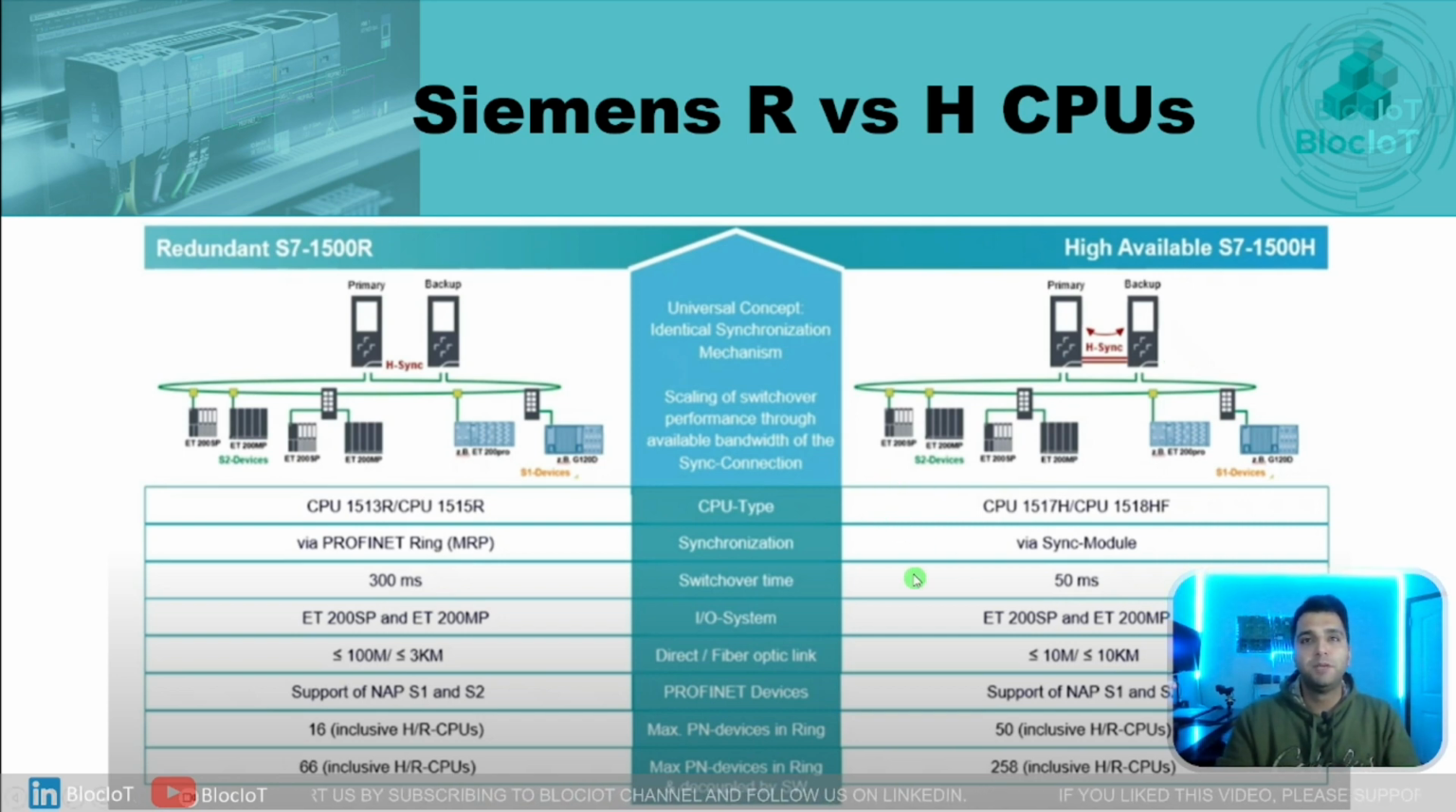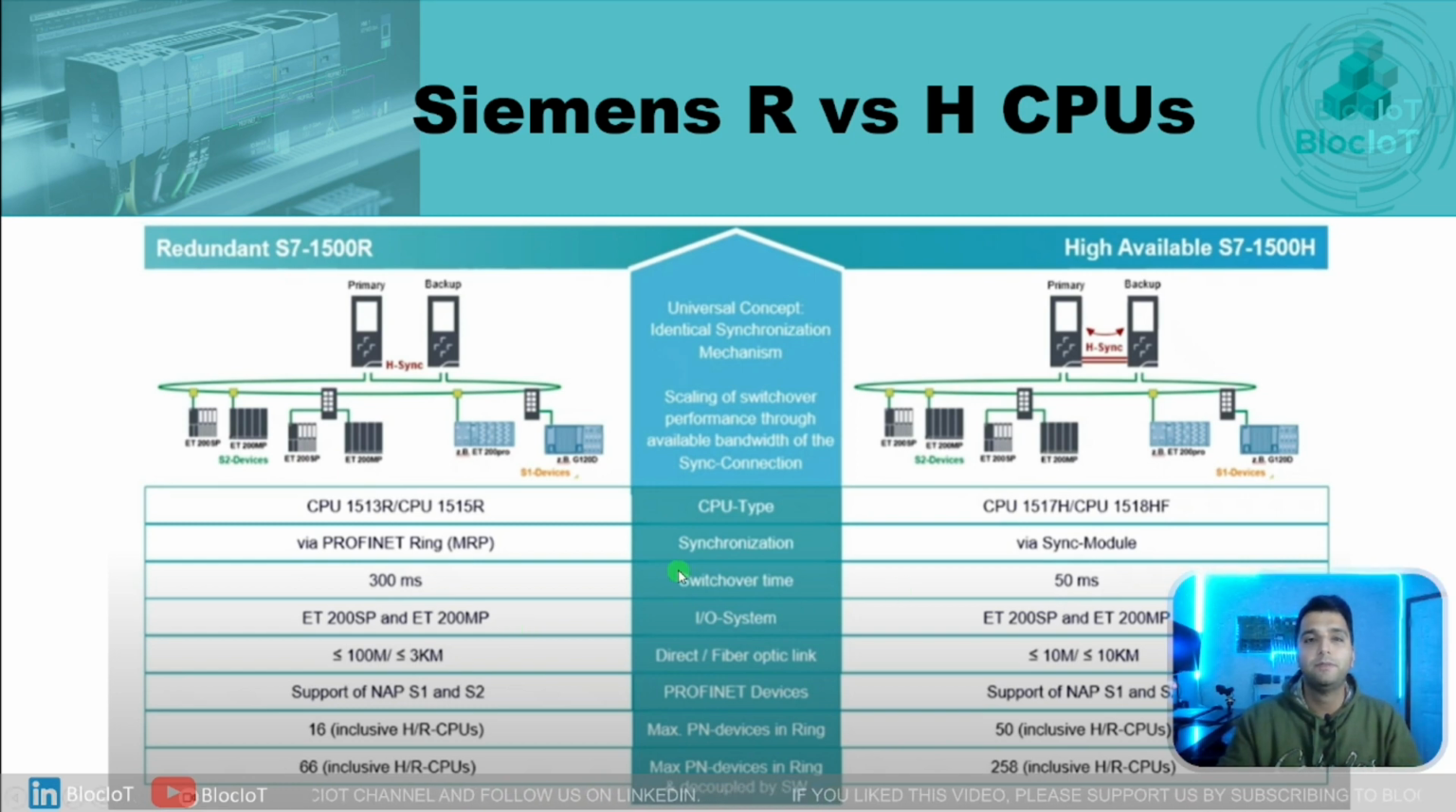So as you can see from the table, overall the H CPU is faster and has more advantages over the R CPU. For example, one of the important factors is the switchover time. That means when the primary CPU goes down, the secondary or backup CPU takes over. In an H CPU, it only takes 50 milliseconds, while in the R CPU it takes 300 milliseconds. And both R and H systems support ET 200SP and ET 200MP and some other remote IOs offered by Siemens. And based on your application, you can select the architecture that matches your requirements.